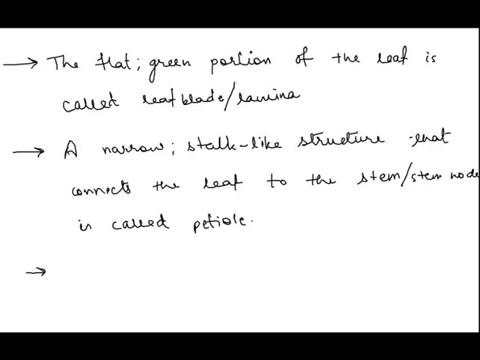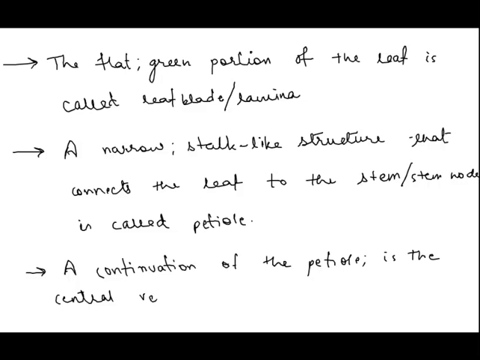And after this comes the midrib. So how can we define midrib? Yes, a continuation of the petiole, and it is the central vein of the leaf. This is termed as midrib, from which smaller veins grow.